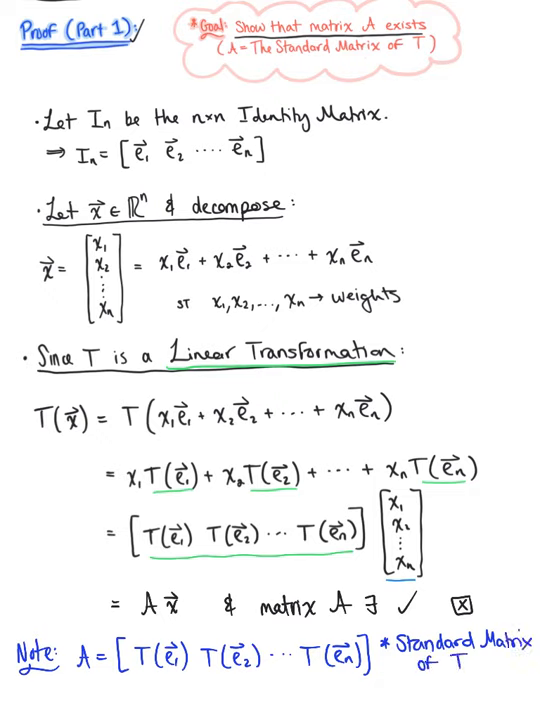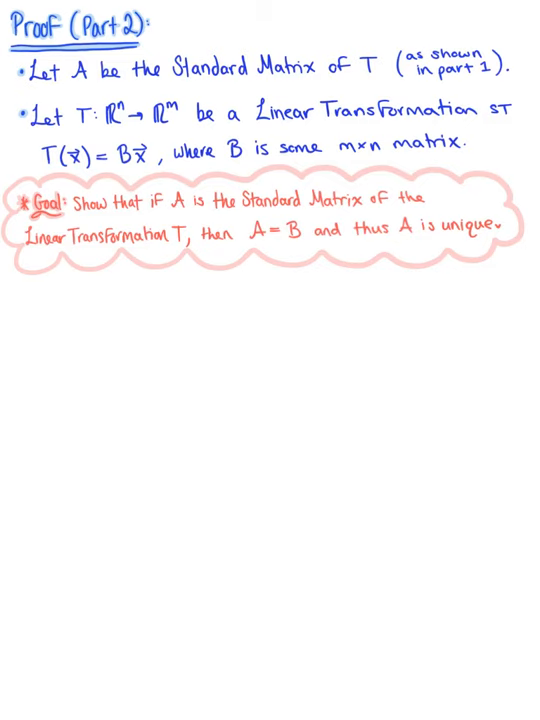So that is the same exact proof that we looked at for the transformation from R2 to R2, except now we have the transformation from Rn to Rm. So now that we know that this matrix exists, we need to show that this matrix is also unique. Here we go, the second part of our proof.